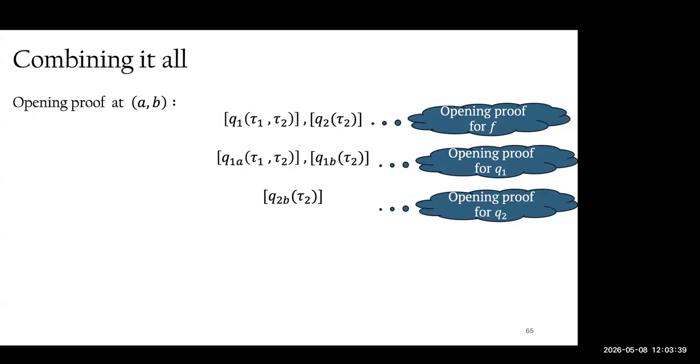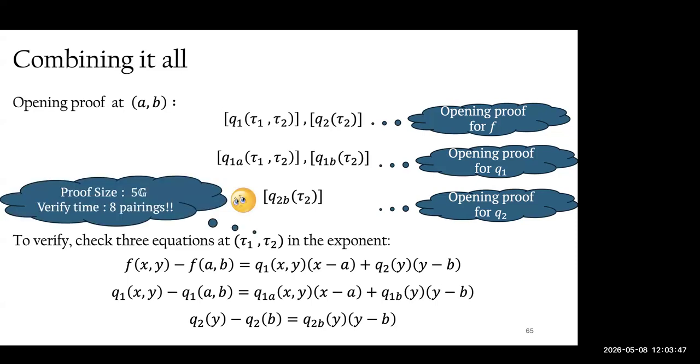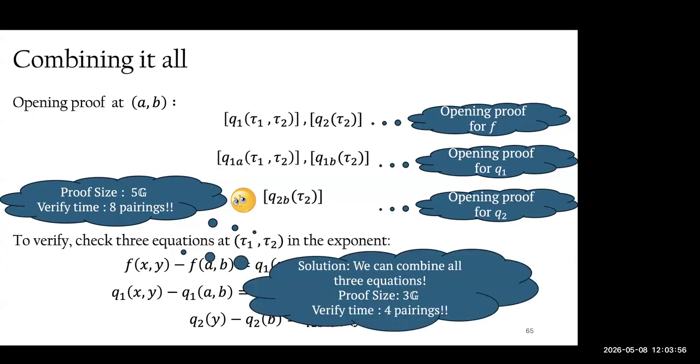Okay, so I will rush through this, but basically combining it all, you can have opening proofs for f, for q1 and q2, and you can verify by checking the 3 opening equalities for the 3 polynomials. There is one more optimization we do. If you naively do this, the proof will have 5 group elements, and for verification you need 8 pairings. But we observe we can combine all the equations, and that allows us to have a proof size of just 3 group elements, and verification will only need 4 pairings.